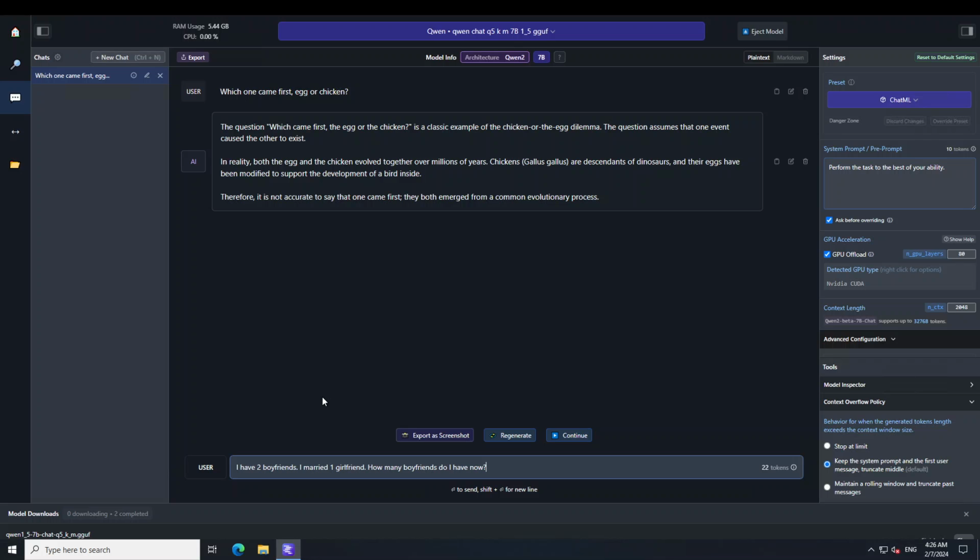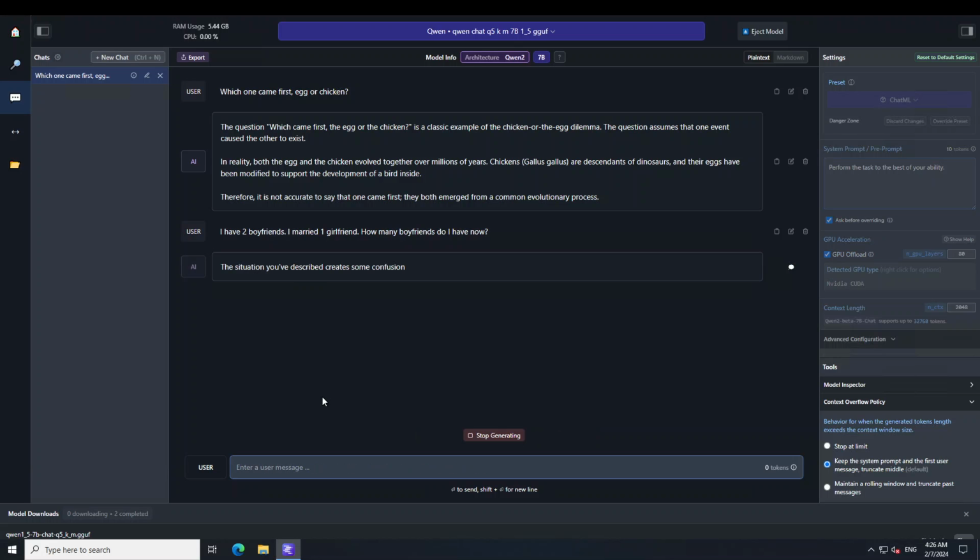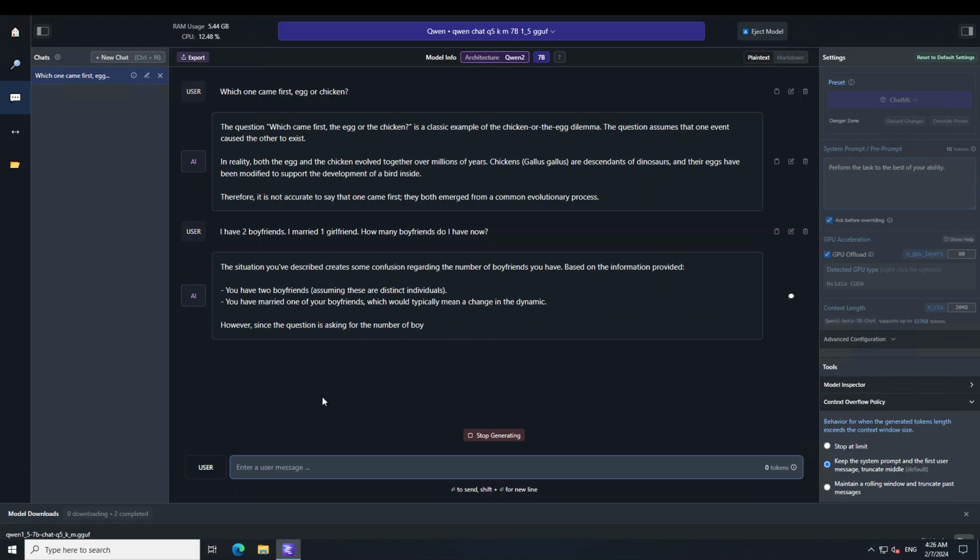So I'm asking it, I have two boyfriends. I married one girlfriend. How many boyfriends do I have now? For humans, it's quite straightforward, but I have seen a lot of large language models getting confused here. So let's see the response of this model. It says, the situation you have described creates some confusion regarding the number of boyfriends you have. Based on the information provided, you have two boyfriends. Awesome, beautiful. Yeah, that's correct.